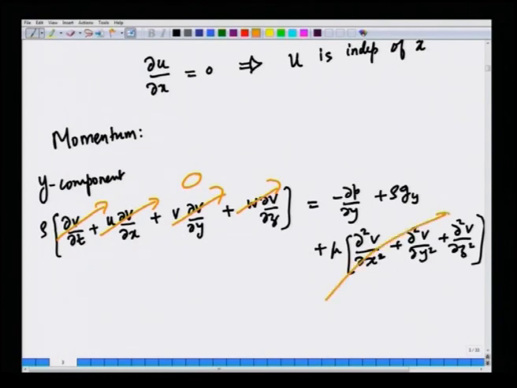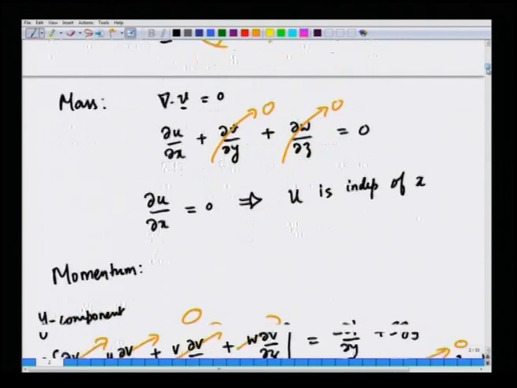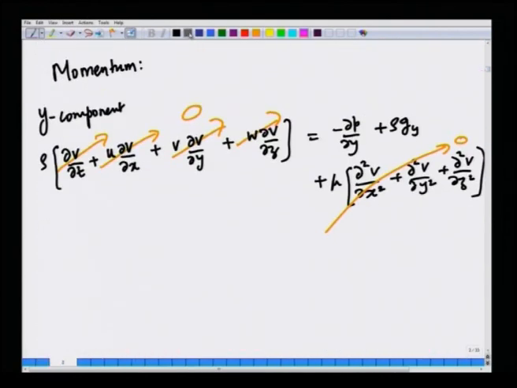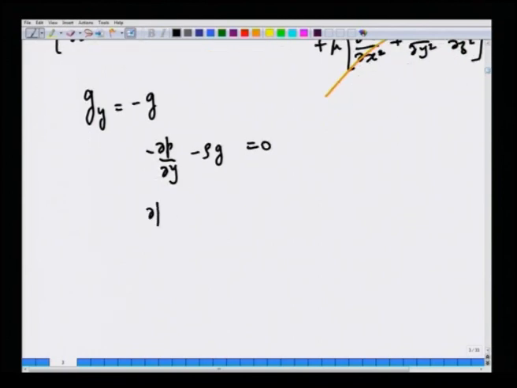Okay. So, is this term. So, the y component of the momentum balance simplifies to, and let us assume that gravity points in this direction. Okay. Let us assume that gravity is pointing in the direction of minus y. So, g y is minus. Okay. So, you get minus partial p partial y minus rho g is 0. Or partial p partial y is minus rho g, or p is some p naught minus rho g y.